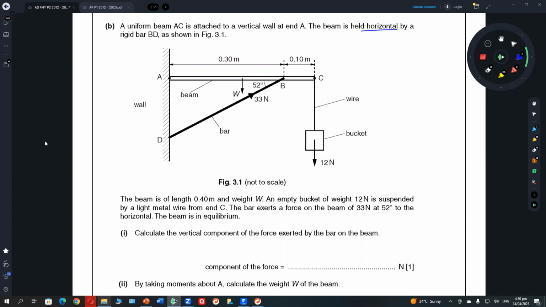The beam is of length 0.4 meter and weight W. An empty bucket of weight 12 Newton is suspended by a little metal wire from C. The bar exerts a force on the beam of 33 Newton at 52 degrees. The beam is in equilibrium. Equilibrium means that both conditions should be fulfilled.